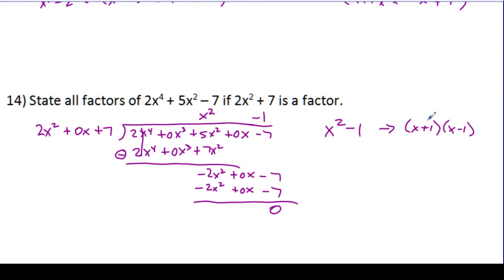So problem 14 asks for me to state all of the factors. So I'm going to state 2x squared plus 7. That was a factor, the one they gave me. And then I just found that x plus 1 and x minus 1 are also factors that came from the answer to the division problem. I took x squared minus 1 and I broke that down some more.